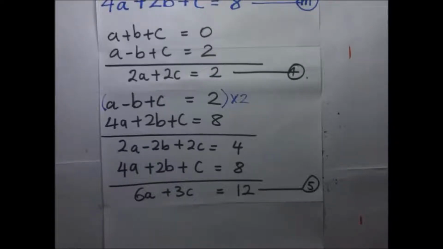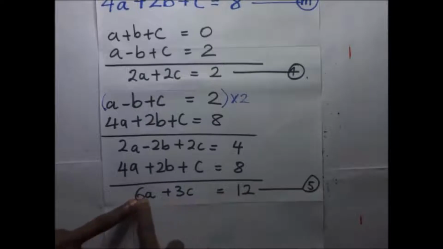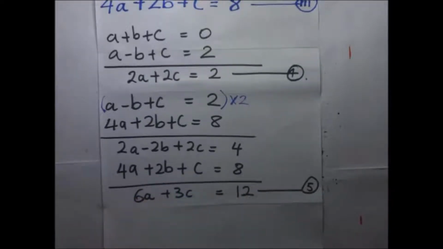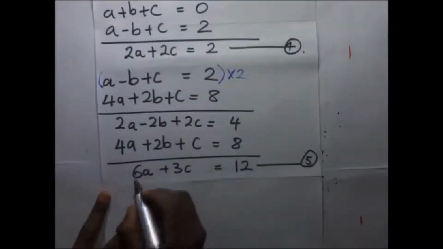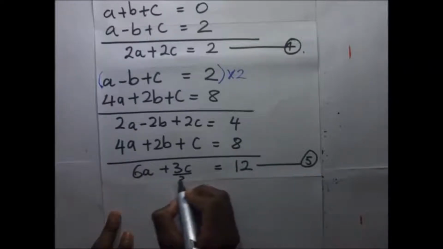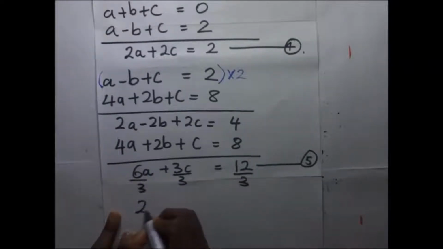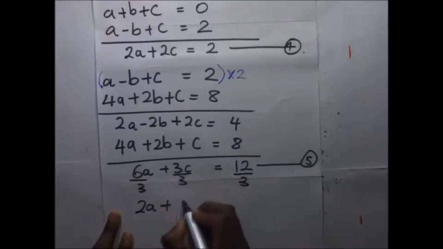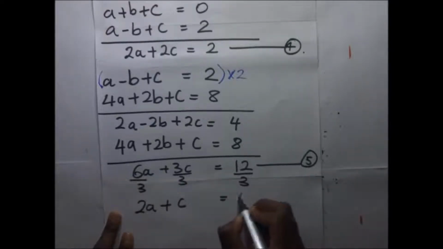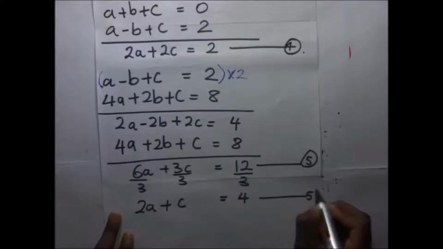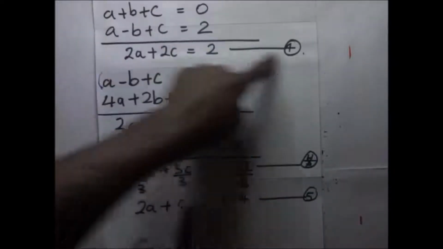We can still continue that looking at these equations. We can simplify this equation further, by the way. 6a plus 3c is equal to 12. If we divide through by 3, simplifying it further, if we divide here by 3, by 3, by 3, this becomes 2a plus c is equal to 4. That will still be our equation 5. So now we solve these two simultaneously.